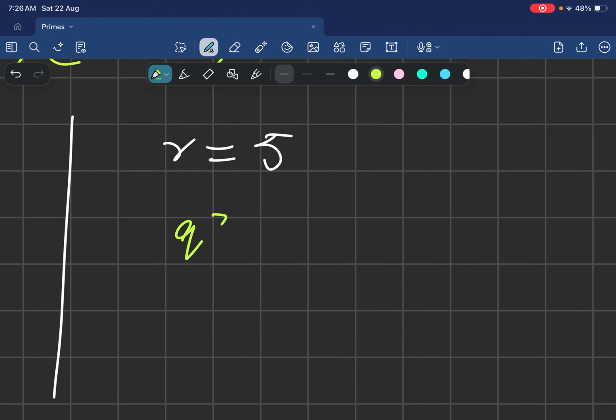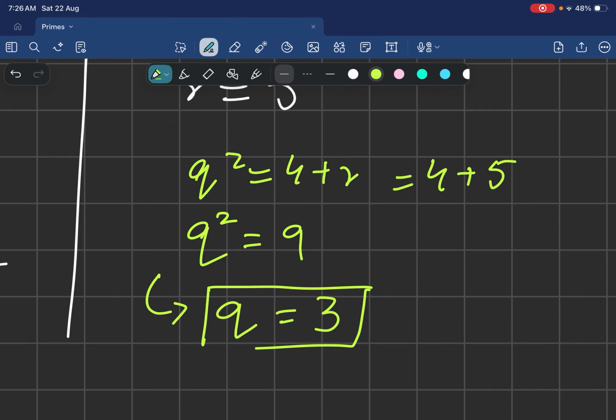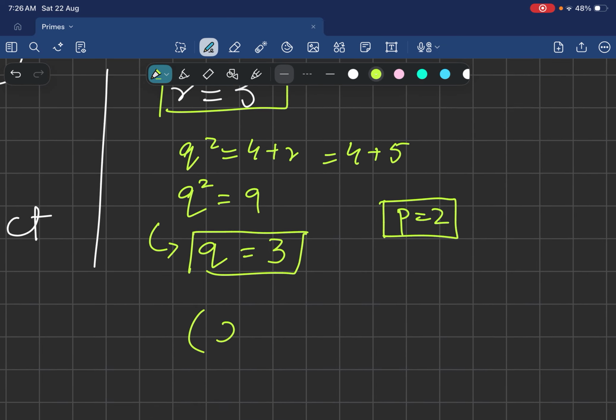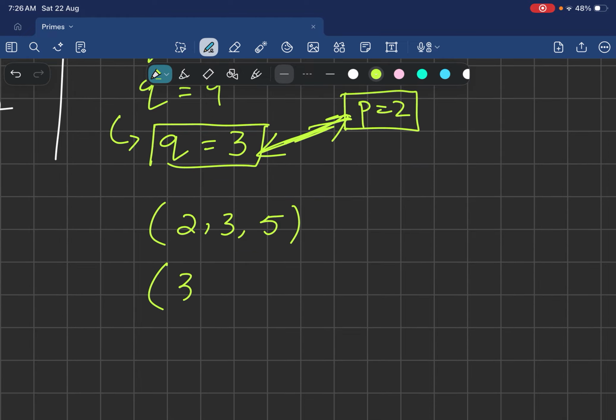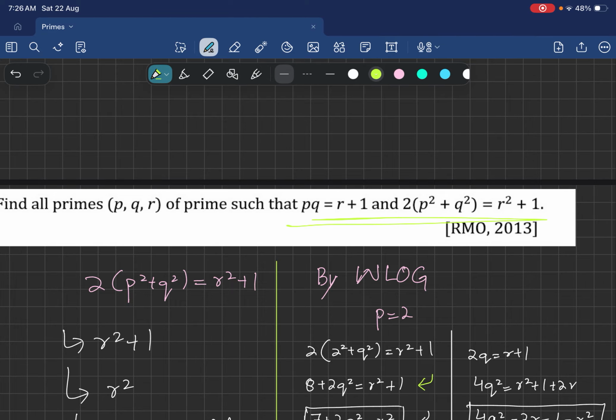And we know that q square is equal to 4 plus r, and if we plug in the value of r, we'll get q square as 9. From here we can get the value of q as well, which will be 3. Q is equal to 3, r is equal to 5, and we know that p is equal to 2. Therefore the first triplet that satisfies the equation is 2, 3, 5. Since I told you that p, q are symmetrical, therefore the solution 3, 2, 5 would work as well. These two are the only valid solutions for which these two expressions are satisfied.